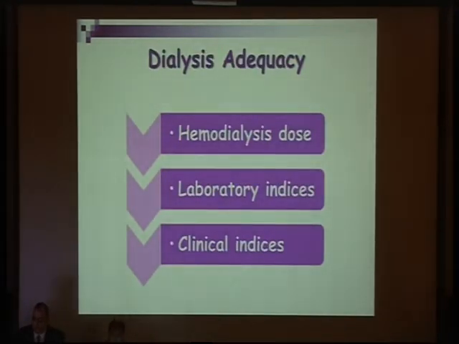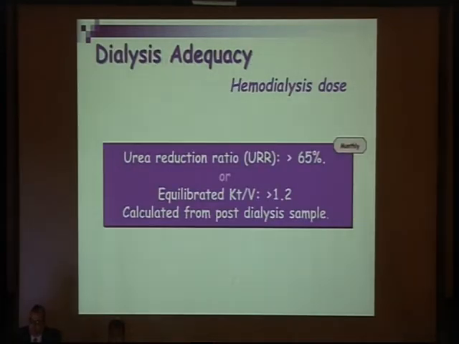So checking the dialysis adequacy in children is very important. We have 3 aspects in checking the adequacy: how to calculate the hemodialysis dose, how to check the adequacy by the laboratory indices, and the clinical indices. For the hemodialysis dose, we may use the urea reduction rate, as you know, or the Kt/V, which has to be more than 1.2 to be optimal.